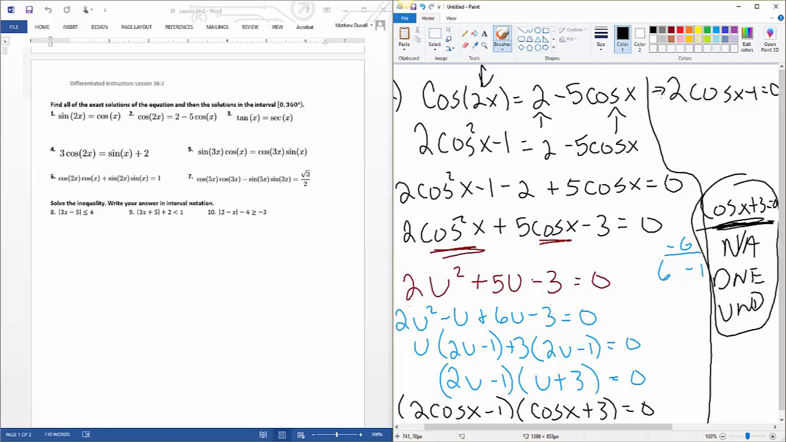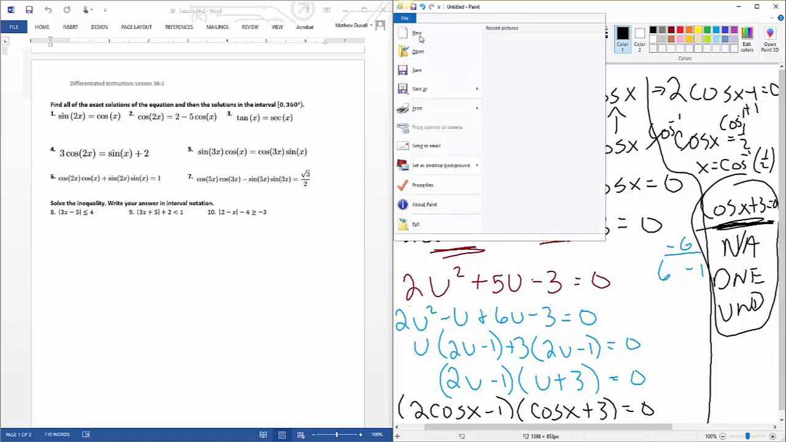But this one you can find. If I add 1, divide by 2, cosine x equals 1/2. Now I can do the cosine inverse to both sides. So x equals cosine inverse of 1/2. And then from there, go through and do what we did yesterday.